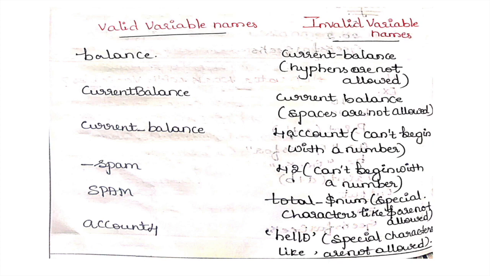4account, no. 4 is a digit, so a variable can't start with a digit. Not allowed. 42, no. Again, can't begin with a number. Underscore spam, yes, it's valid because a variable can start with an underscore. SPAM, yes, it's valid. All the letters are uppercase. You can do that. Account4, yes, it is also valid because it starts with a letter and ends with a digit. It can't start with a digit. Okay. Total underscore dollar num. Dollar is a special character, that's why it's invalid. Hello with an exclamation mark, yes, special characters are not allowed. Quotes are special characters. That's why it's invalid.